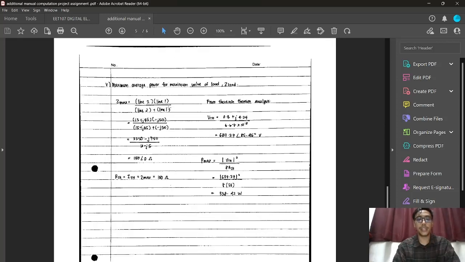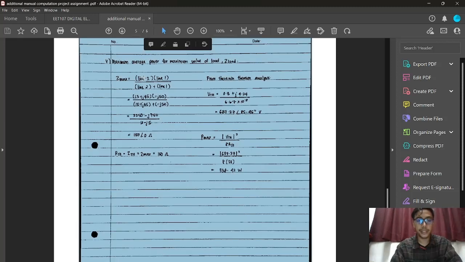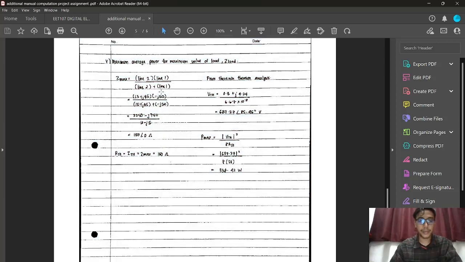The next question is to find the maximum average power for the maximum value of Z load. For Z max, I'm using the parallel formula, so I get 150 ohms. For the Thevenin voltage, I'm using the Thevenin theorem analysis, so I get 637.27 angle 85.46.